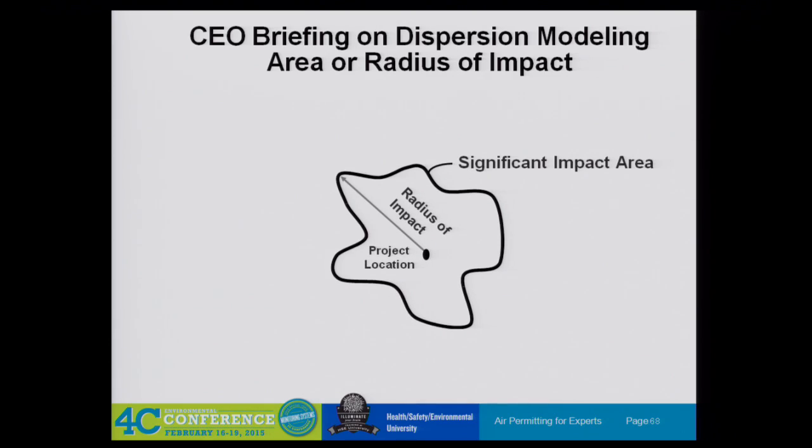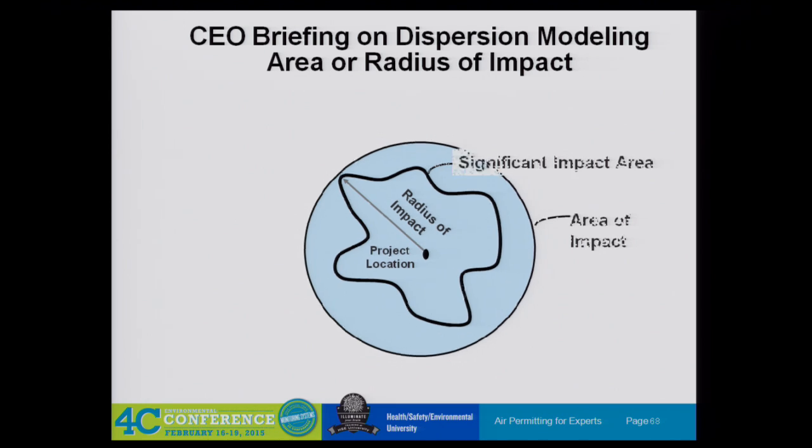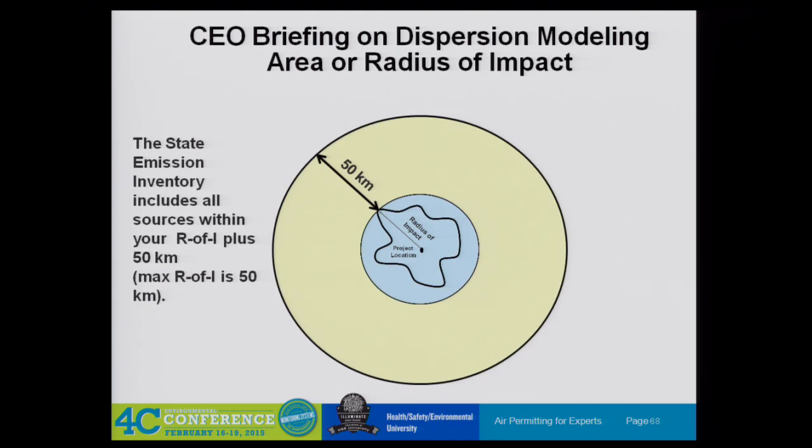Okay. So that's it. Here's our project location, and then we have a radius of impact, and these are all the predictions inside this crazy thing or over this SIL. We're going to determine our area of impact just by drawing a circle around the bigger part of it. And then we're going to go out 50 more kilometers and get every industrial source in there and model them too, if we don't get under that SIL. That's what we want to avoid doing, right?